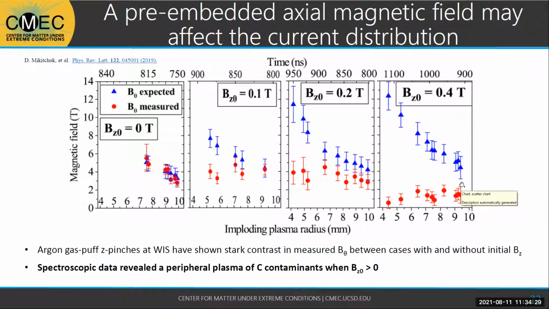What they also found in these studies, on the other spectrometer, was emission from carbon ions: low density plasma residing farther out. They presume that this hanging loose plasma, which is not moving inward, is basically responsible for carrying the current. These are due to carbon contaminants that they didn't intend to be in the machine.